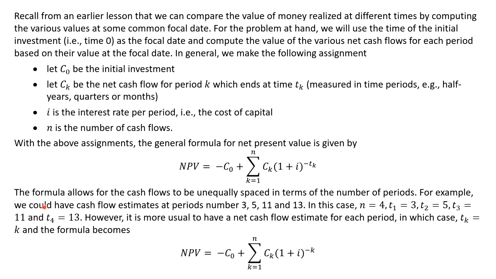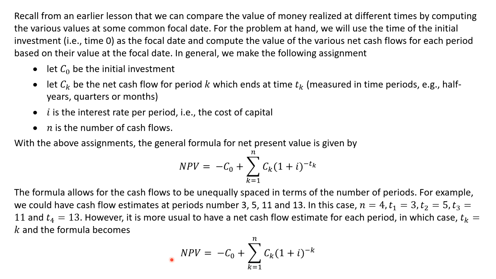For example, we could have cash flow estimates at periods 3, 5, 11, 13. In that case, n would be 4, but then the periods would be 3, 5, 11, and 13. However, in our case, for the examples I'm going to give, I'm just going to assume that T sub k equals k. And we have this formula here.